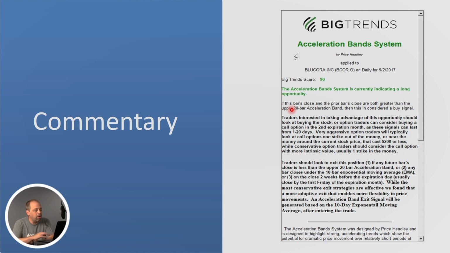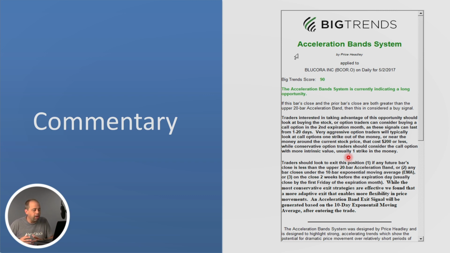But then in addition to that, it says if you're interested in taking advantage of this opportunity, you should look to buy the stock. If you're an option trader, you can consider buying a call option in the second expiration month. What else does he tell you? Very aggressive option traders will look at call options at a strike out of the money or near the money around the current stock price that cost $200 or less. If you want to be more conservative about it, you should look at one strike in the money. So it's being very, very specific about what options you should be looking at, what expiration dates, the moneyness, whether you should be looking at the money, in the money, and even what deltas you want to look at.